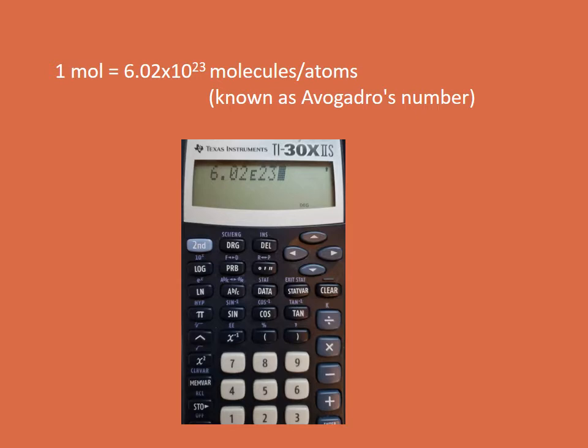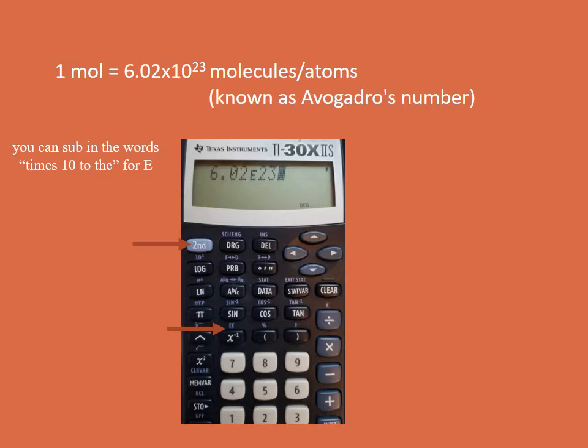Now, when you go to put Avogadro's number into your calculator, you punch in 6.02 second function, so you can get that EE, and then you press 23. Now remember, when you hit second function EE, that E appears on your calculator face. You can sub in the words times 10 to the for the E. So when I read 6.02 E23, that means 6.02 times 10 to the 23.